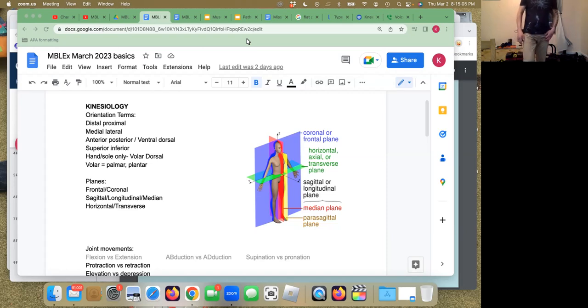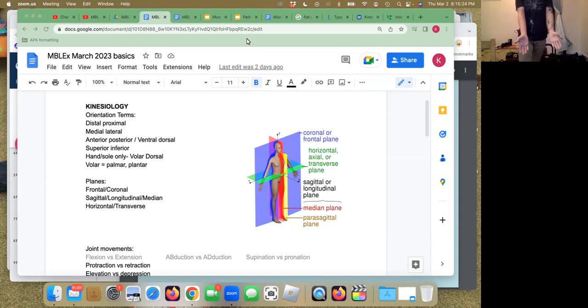And then the same for the foot. The foot would be, this would be medial and this would be lateral. And you would have the medial malleolus, all the things that I do for you guys. You would have the medial malleolus and then the lateral malleolus. So hopefully now you understand why those are medial and lateral.